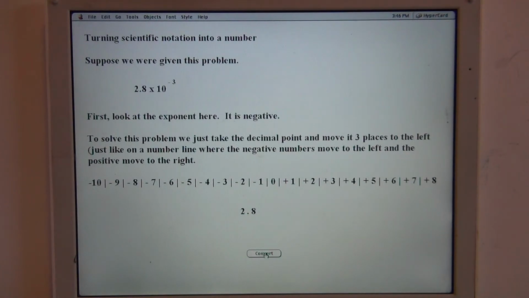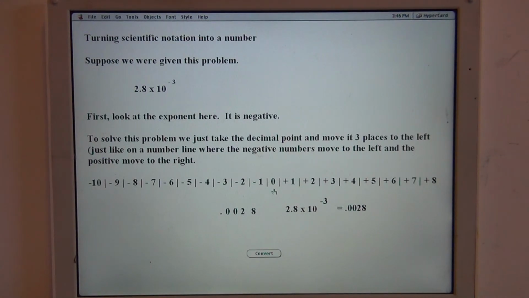and let's convert it. So we had the decimal point here, 2.8 times 10 to the negative 3, and we moved it 3 places in a negative sense to the left. 1, 2, 3. So 2.8 times 10 to the negative 3 is 0.0028, or in decimal fractions, this would be 28 10,000ths.